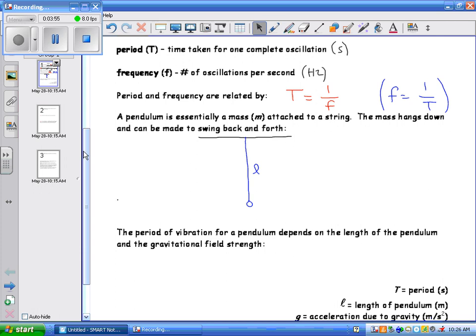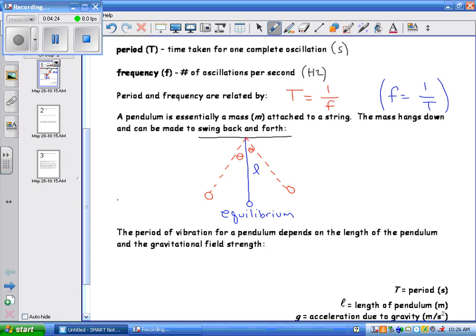And you can pull it up to some maximum distance away from what's called the equilibrium point. That hanging straight down is the equilibrium. And you can pull it some angle away from that equilibrium point, although you can pull most pendulums up pretty high, they have a maximum angle at which they'll still function as a pendulum, which means they'll still have a regular repetitive motion.